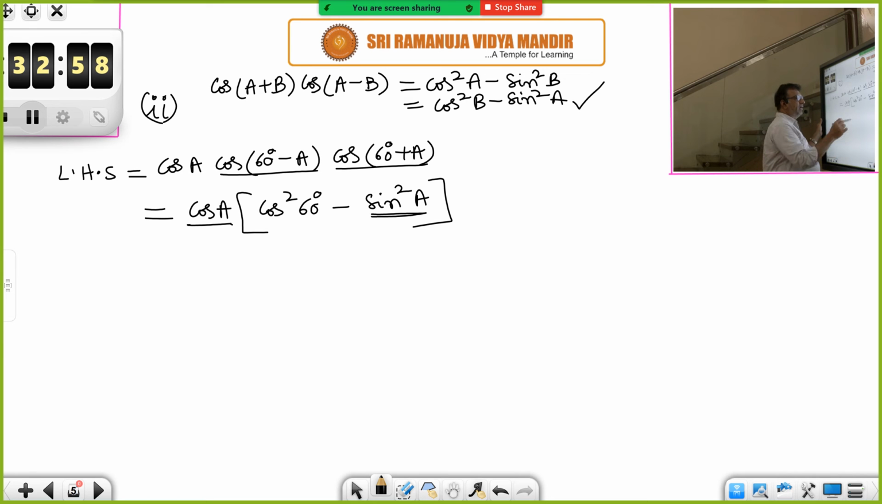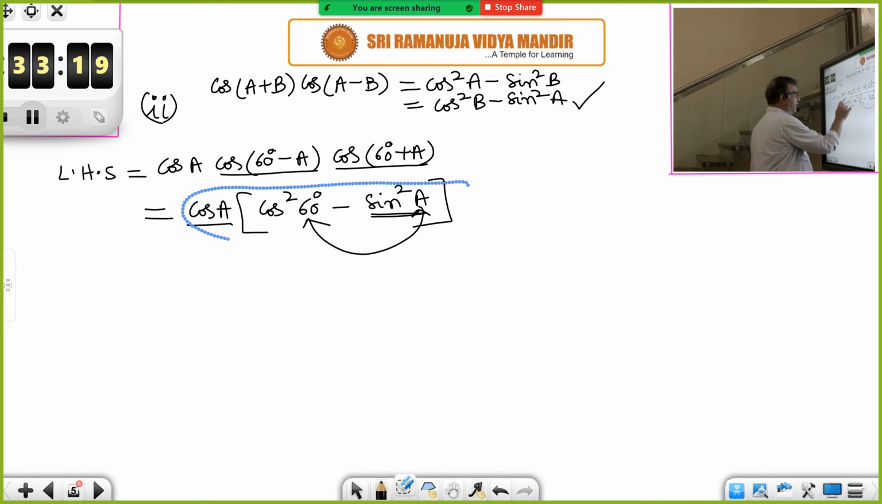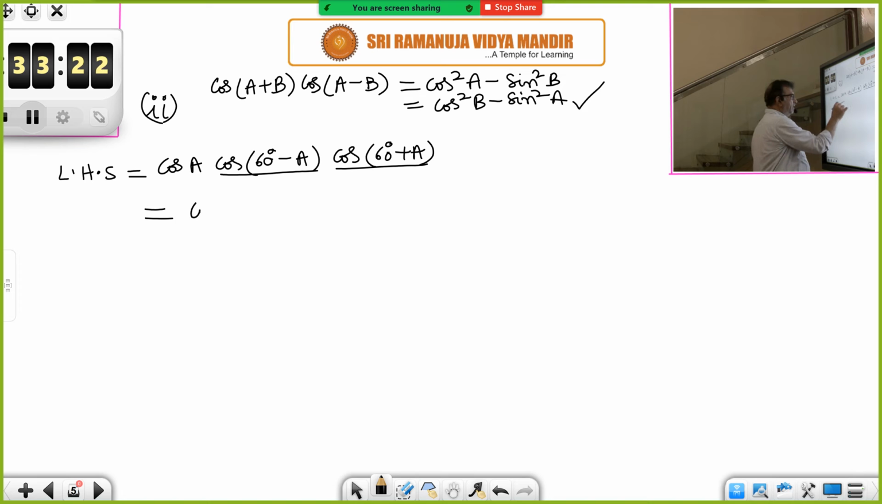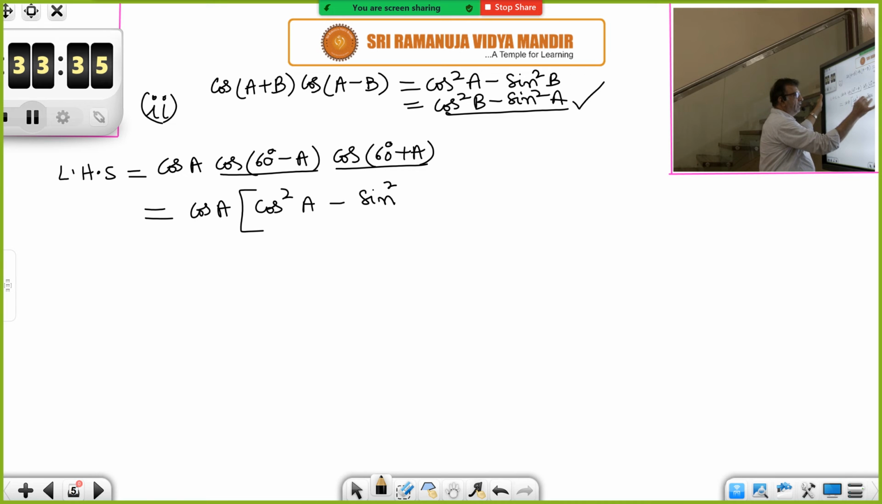Come on, using the second formula, what do you get? 60 and A will just interchange. Understood, Madhuri? Yes, sir. Outside cos A is there, so inside also I want cos A, not sin A. So therefore let us change our strategy and use the second formula and tell me. Second formula, this one. Cos square A minus sin square 60 degrees. Very good. So we are using the second formula, this one.